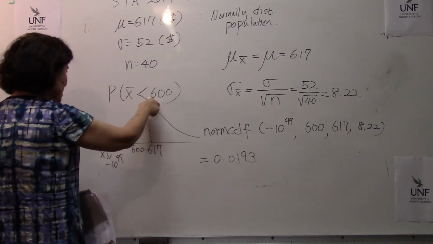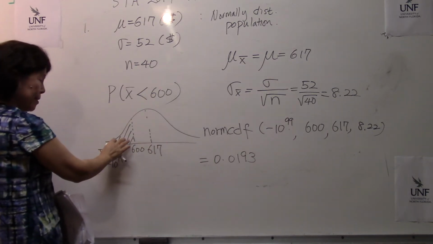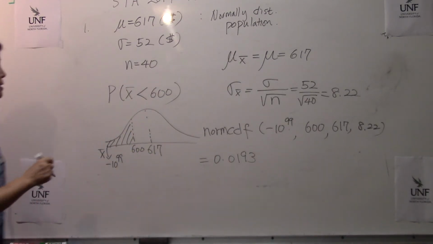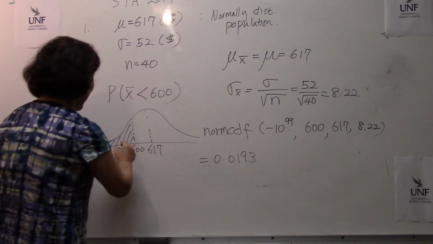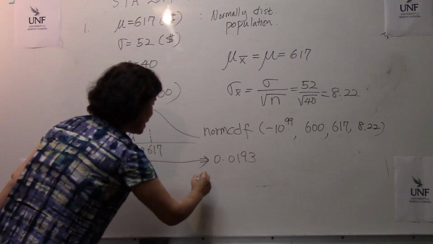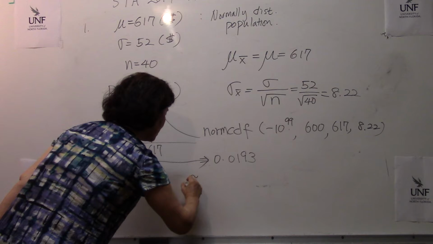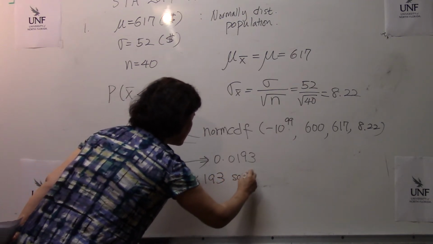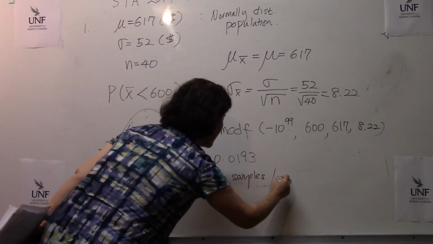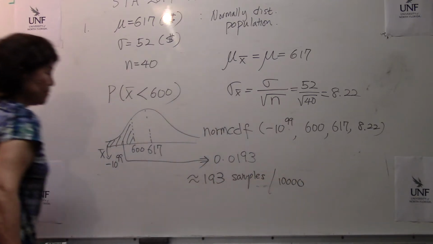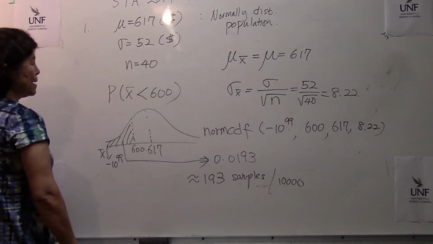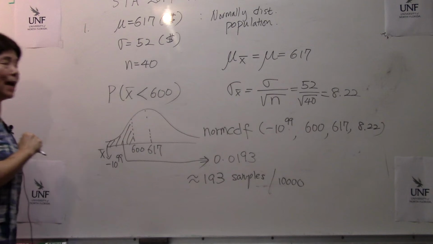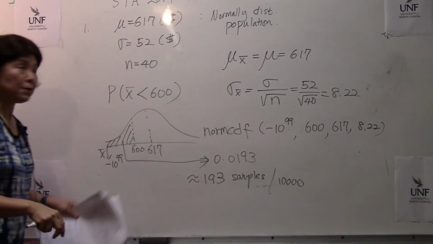Okay, so in other words, the probability means this area. As you write this, we compute the area, and this area is a probability. So how do you understand this probability? Well, that is roughly about 193 samples out of 10,000. Okay, roughly 193 samples out of 10,000 samples will spend less than $600 for their insured vehicle per year.